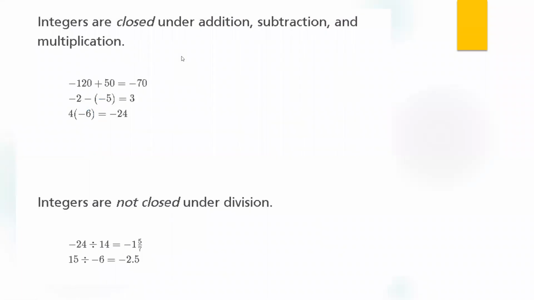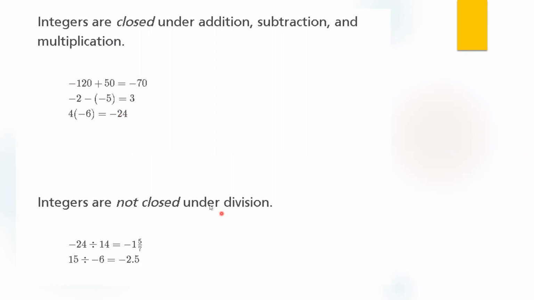As I told you before, integers are closed under addition, subtraction, and multiplication, such as -120, which is an integer, added to 50, which is an integer, and the answer is an integer. Here, -2 minus -5, these are integers. And 4, which is an integer, multiplied by -6, the answer is an integer.